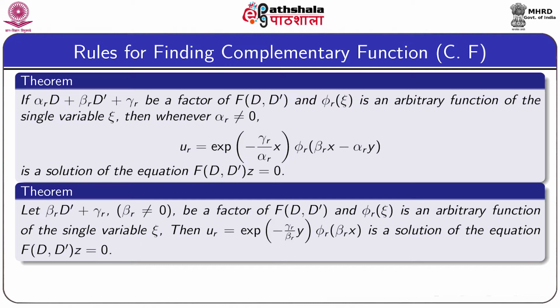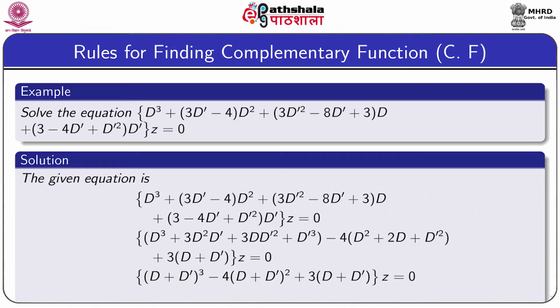But if alpha r equals 0, then the theorem is the next theorem stated here. For that case, we are assuming that beta r is not equal to 0. So, if beta r D dashed plus gamma r is a factor of F and phi r of xi is an arbitrary function of the single variable xi, then the solution is u r equals exponential of minus gamma r by beta r y into phi r of beta r x. So, using these two theorems, we can find the solution of a homogeneous equation.